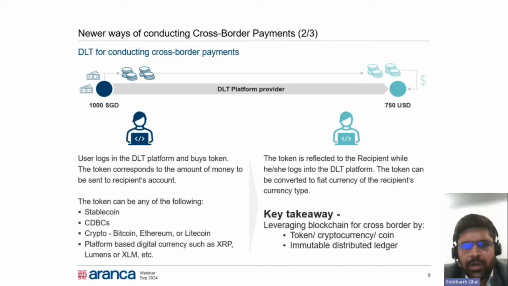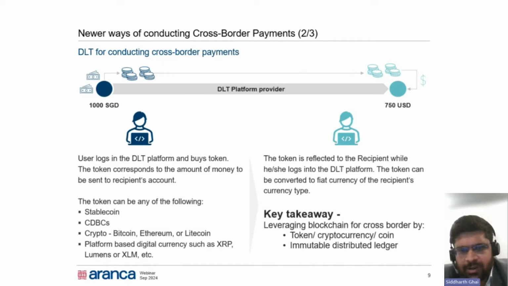A token is generally a cryptocurrency or a coin that a user buys with the amount of money that the user wants to send to the recipient's account. So a token can be anything. It can be a stable coin, it can be a CBDC, it can be a crypto, or it can be a platform-based digital currency. A key thing here is we have a DLT platform to transmit the tokens that are taken by the user, and the tokens are transmitted to the recipient through the blockchain network.